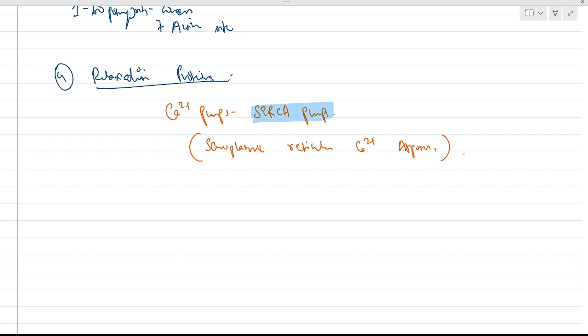So basically what do these pumps do? These pumps help in taking the calcium back inside the sarcoplasmic reticulum after the contraction is over. After contraction, we have the relaxation phase. So the SERCA pumps pump the calcium back inside the sarcoplasmic reticulum. And if this pump is non-functional, we will have various complications, which we will see after our discussion.